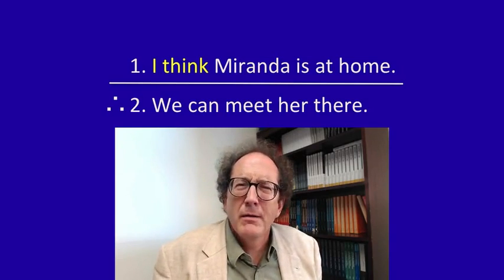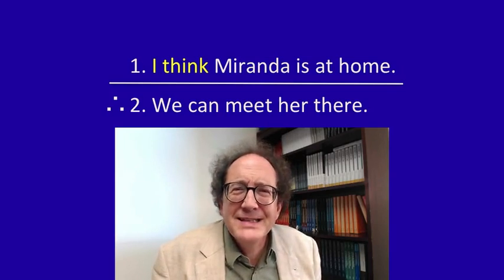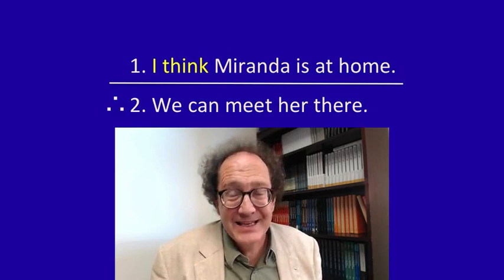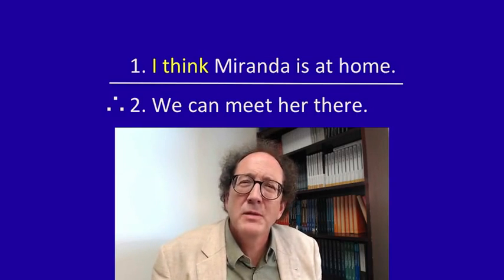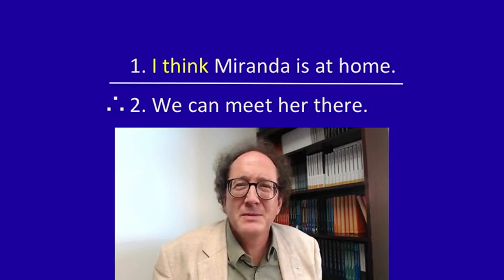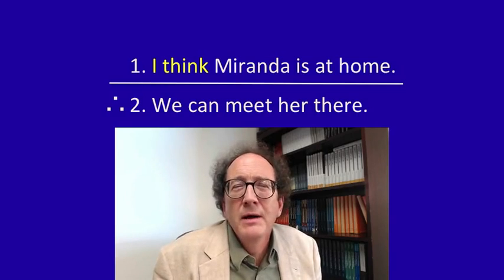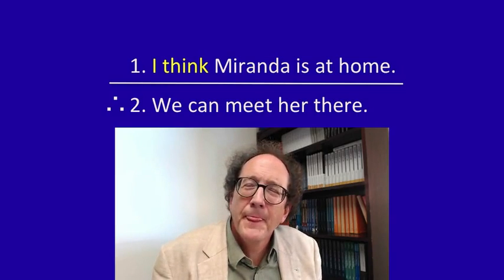But that's kind of weird, because the fact that you think she's at home is not what makes it true that you can meet her there. It's the fact that she is at home that can make it the case that you can meet her there. So if the premise is about what you think and the conclusion is about where she is and where you can meet her, then the argument doesn't make any sense.